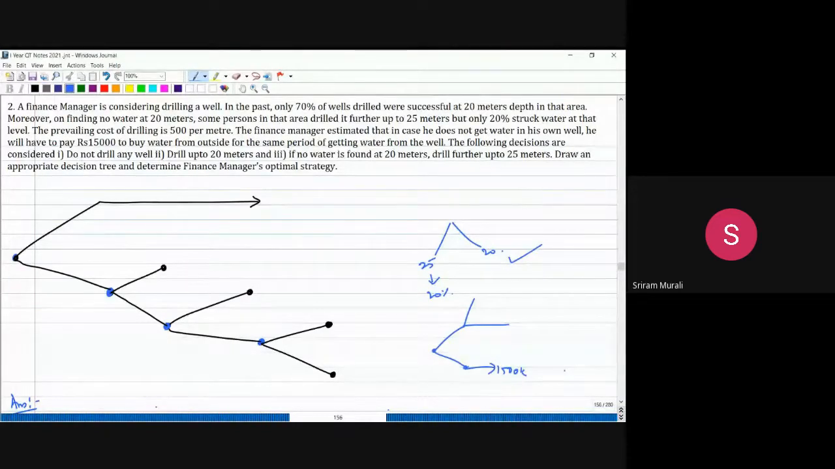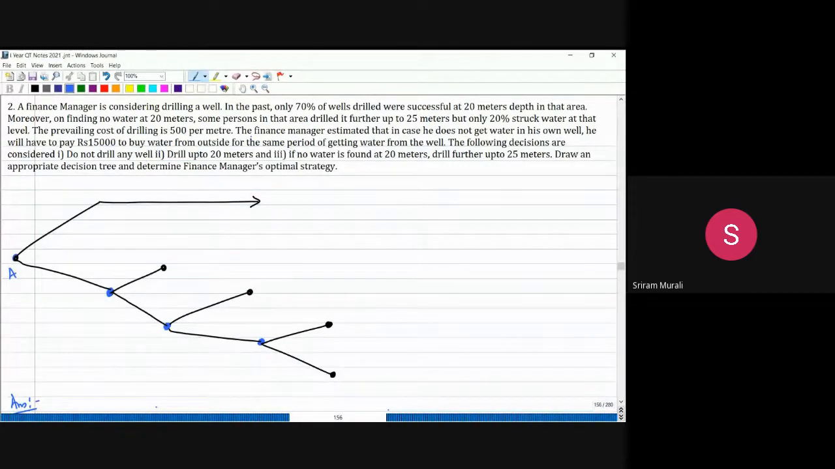So 15,000 straight away, if I pay, is it economical? Or after drilling, I will have to pay a drilling cost plus this 15,000 rupees. Of the two, which will be the economical? Let us see. Because 15,000 rupees every time I have to give. If I do this, it is one-time investment. So there are two cases will arise for A.